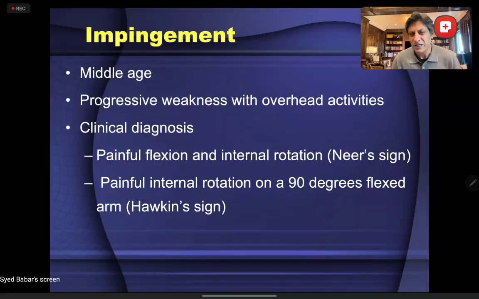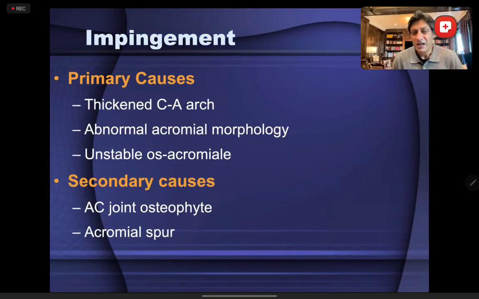So impingements tend to be the typical presentation of people coming to you and saying, "Oh, I've got shoulder pain," especially when I raise it above the head or I try to reach back towards my back. That's when I get the pain. This is the typical presentation. Usually, they're middle-aged patients, so middle-aged males, females. And there are a number of causes. There are certain primary causes, there are certain secondary causes.